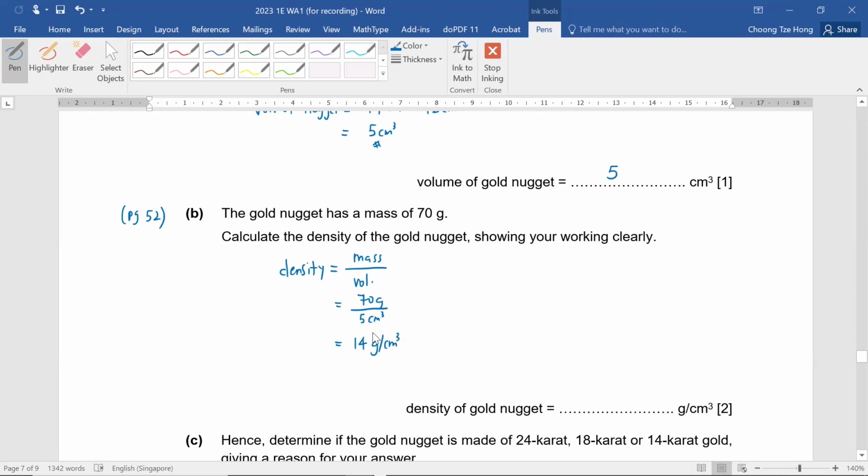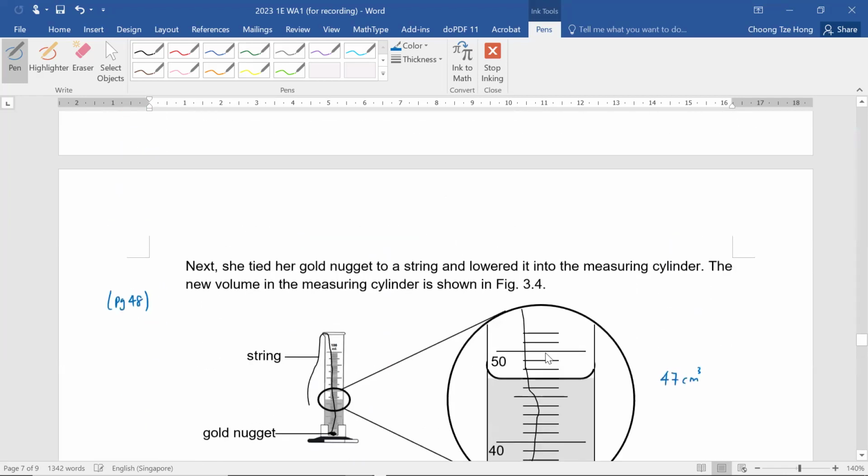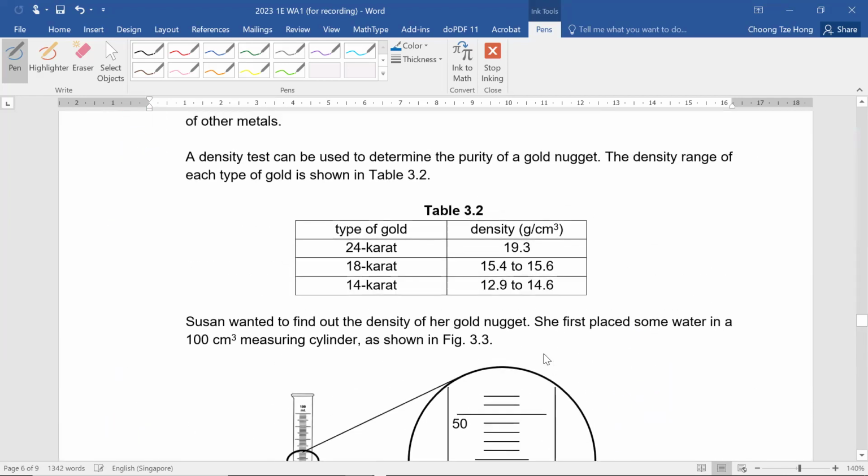I also recommend that you always write the units in your working, because they will tell you the final unit. See, grams divided by cm cube, that's why it's gram per cm cube. So over here the answer will be 14. Now they ask you, determine if the gold nugget is made of 24 karat, 18 karat, or 14 karat gold, and give a reason for your answer. So we need to refer back to the table that was given to us. The answer that we got is 14, so 14 lies within this range, 12.9 to 14.6. That means the gold nugget is 14 karat gold.